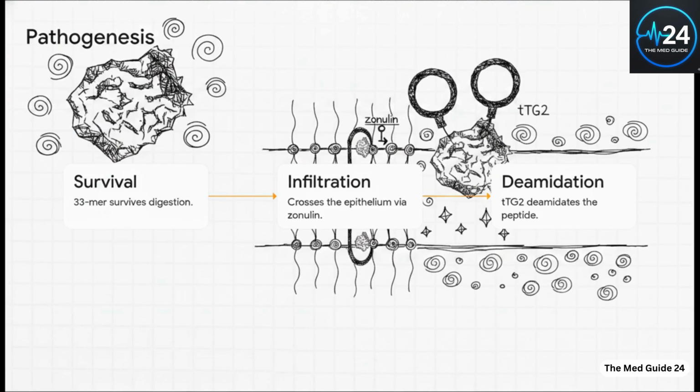The pathogenesis essentially kicks off when the highly indigestible 33-mer Gliadin peptide manages to survive all of our digestive enzymes. This thing is rich in proline and glutamine, making it incredibly stubborn against our gastric, pancreatic, and brush border enzymes. It leverages a protein called zonulin to actually increase gut permeability, allowing it to slip right through the tight junctions and breach the epithelial layer. And once it's inside, tissue transglutaminase 2, or tTG2, gets straight to work converting that glutamine to glutamic acid.